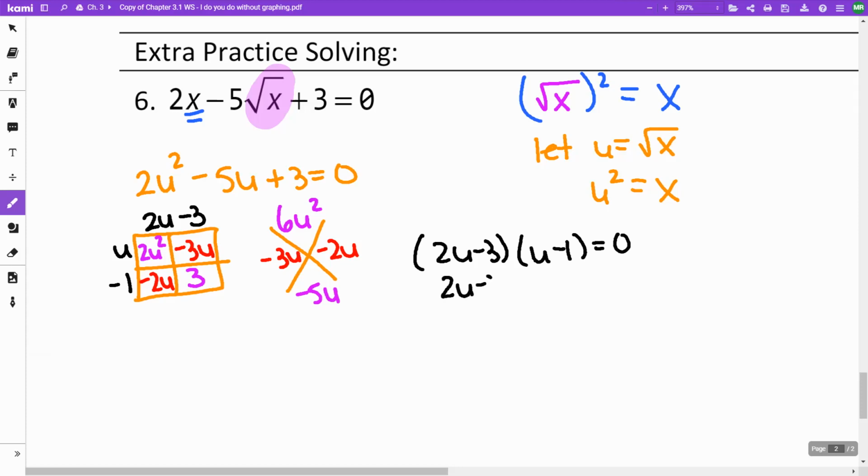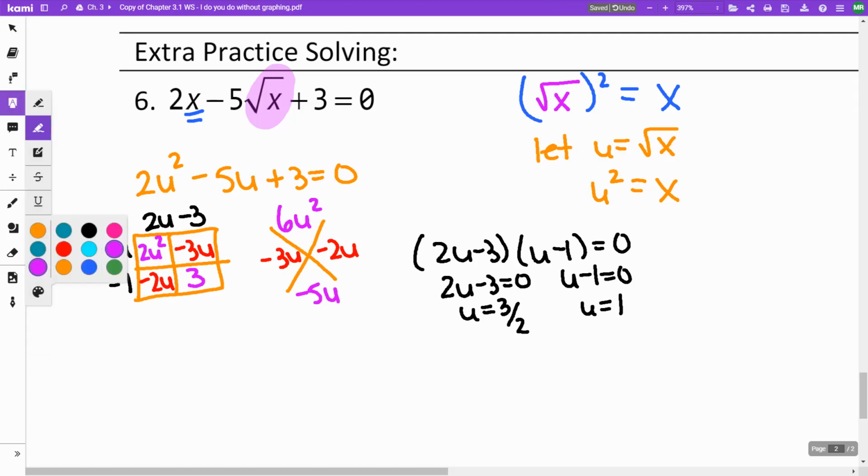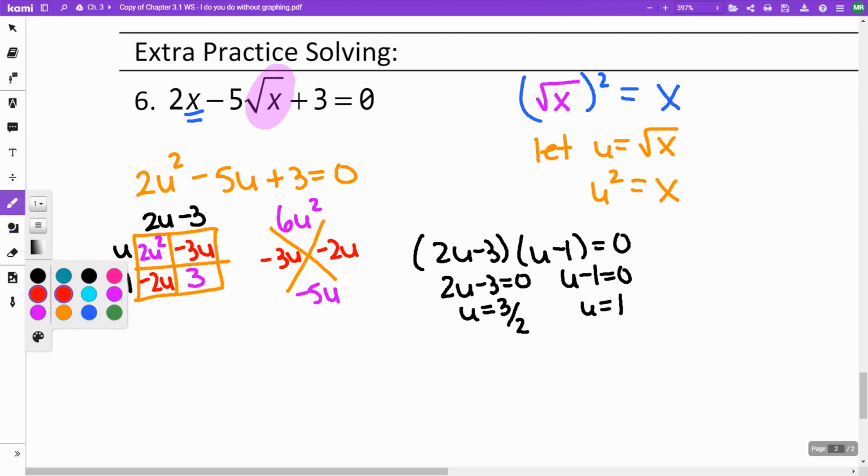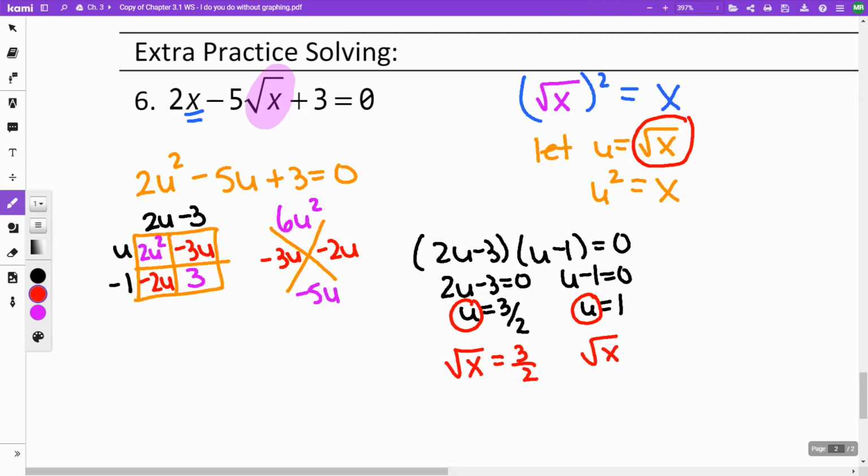I'm going to set those to 0 and solve. So this is going to be u is equal to 3 halves. This is going to be u is equal to 1. Now, again, remember, we didn't have a u. It was the square root of x. So in place of this and in place of this, I'm going to write the square root of x equals 3 halves, and the square root of x equals 1.